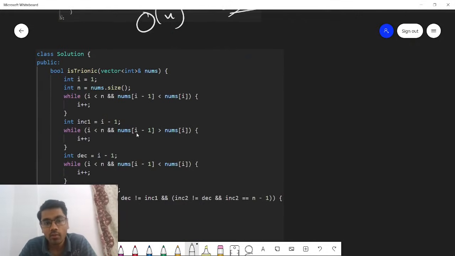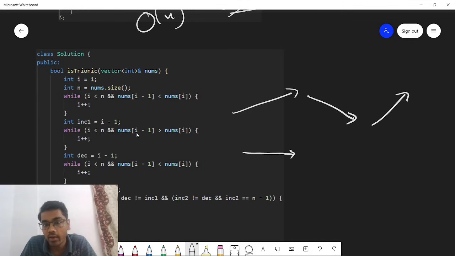Instead of iterating over all the possible values of p and q, we need to have three parts, right? Strictly increasing, then strictly decreasing, and then strictly increasing. So why not just keep on iterating till where we get the strictly increasing part? We will stop here and mark, okay, this is the index where the first increasing part ends. Now we will continue our iteration from this index until we get a strictly decreasing part.